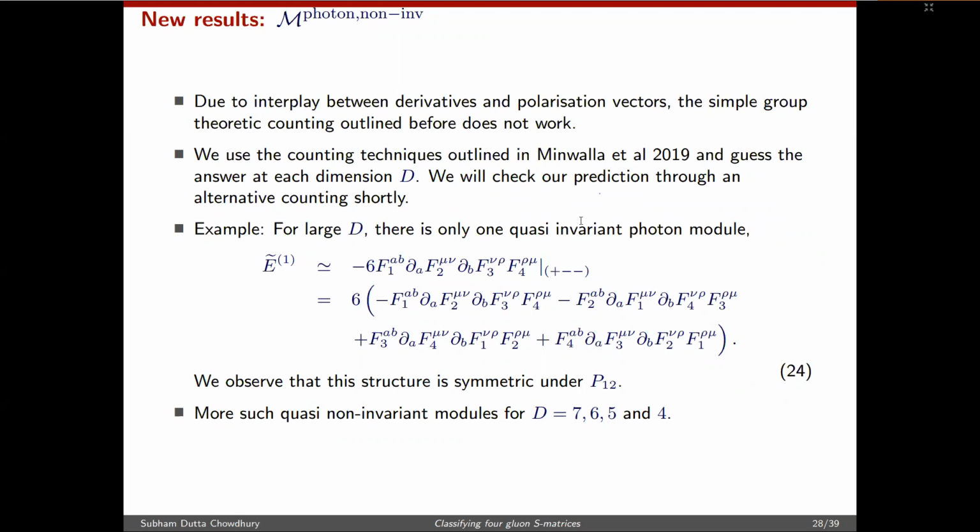We have been able to do it through mostly trial and error, but we have a check against it, which I will come to. That is the final check of all our Lagrangian structures. Similarly for photon modules, for large D, there is a non-invariant structure, and many such non-invariant modules exist for lower dimensions. I'm not listing them, but they're there.